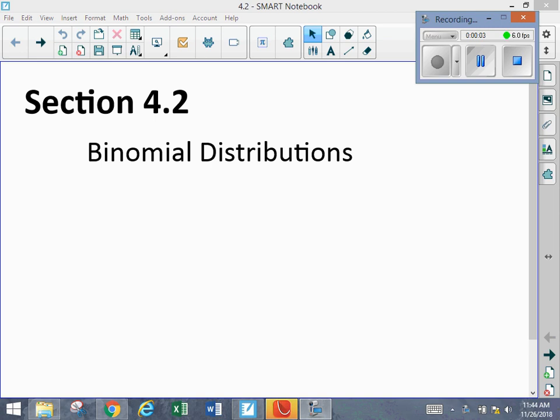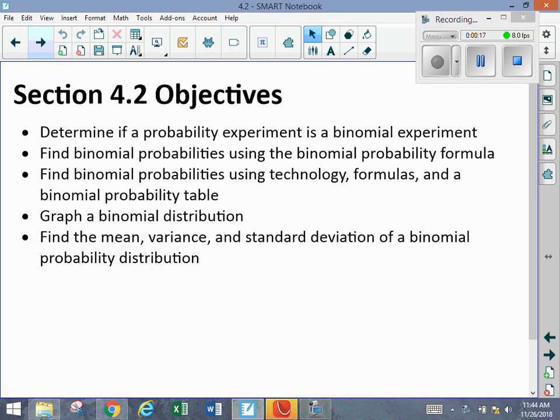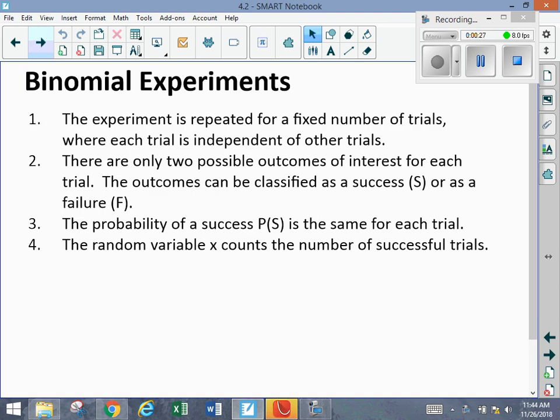Looking at binomial distribution, so looking at probabilities of things that either happen or don't happen, pretty much. This is what we're going to learn about in 4.2. We won't get to all of this today, just a lot of it. We're going to start by talking about a binomial experiment, or a binomial setting.